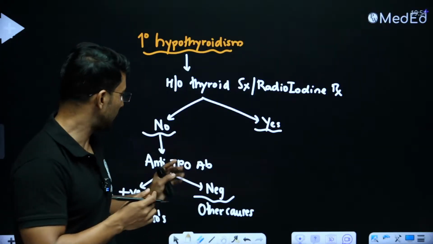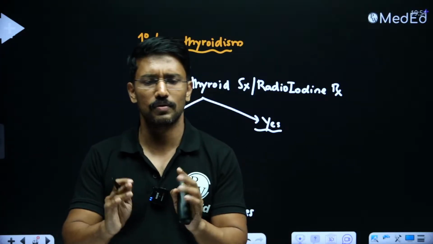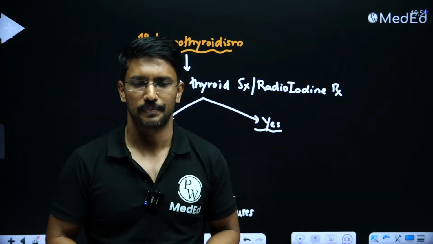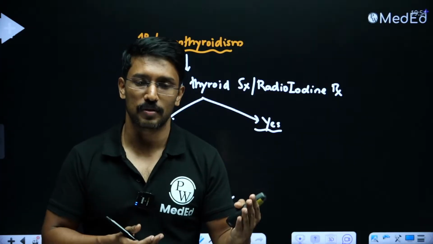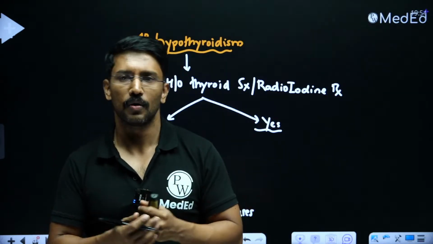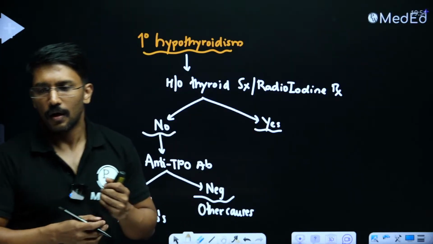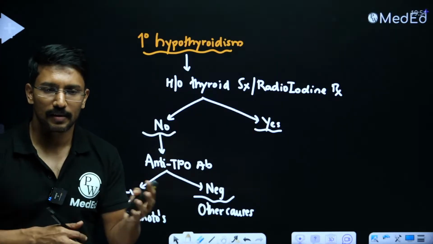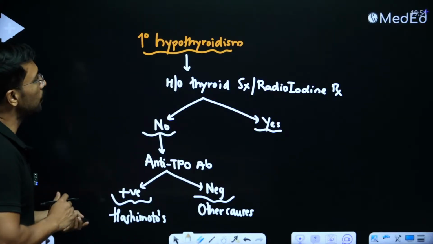So you should just get the anti-TPO antibody done. If it comes out positive, you clearly know that it is Hashimoto's. Don't investigate further. You can start treatment. If anti-TPO comes negative, it could still be Hashimoto's or other possible causes like iodine deficiency or thyroid malignancy. In such cases, we do further investigation. Bharat, we will discuss thyroid storm when we go to hyperthyroidism. So today we'll restrict to hypothyroidism.